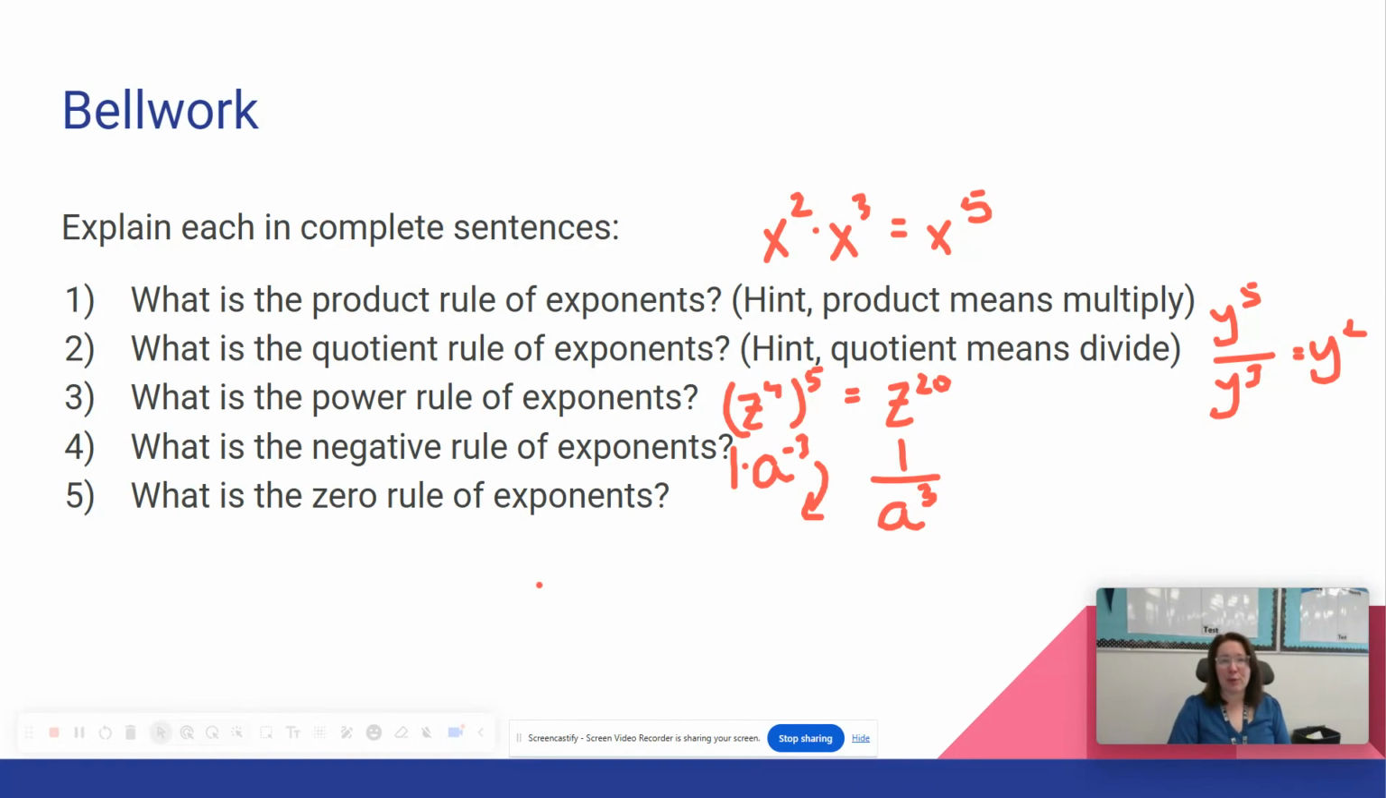What's the zero rule of exponents? Anything to the 0 power equals 1. It's like 4 to the 0 power equals 1. X to the 0 power equals 1. Kind of tricky. 5 times a to the 0 power, well, a to the 0 power is what equals 1. Because it means write a 0 times. So it actually equals 5. 5 times a to the 0 power equals 5. Okay, there's some examples of what you could have written for your bell work.